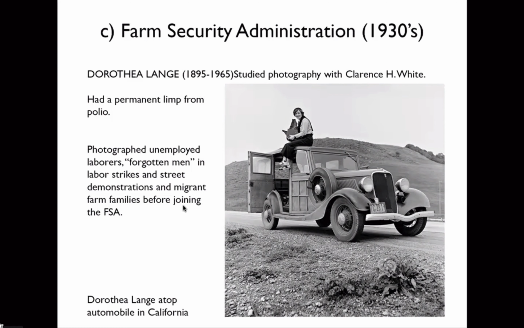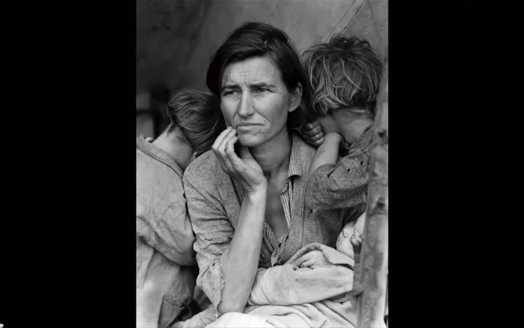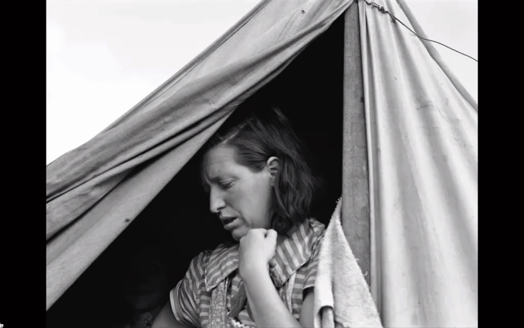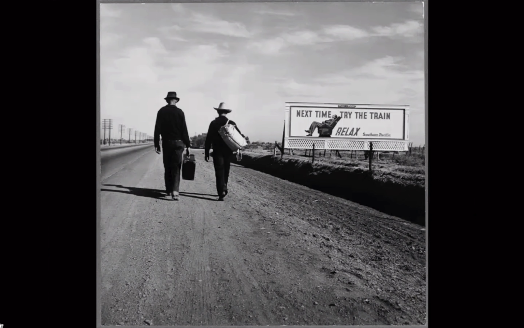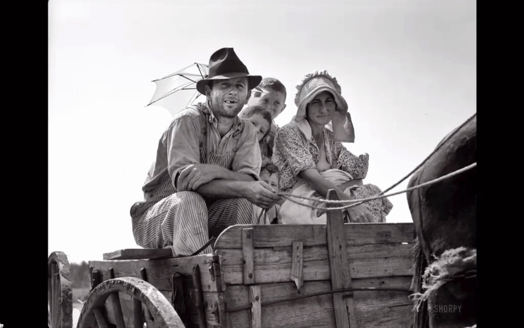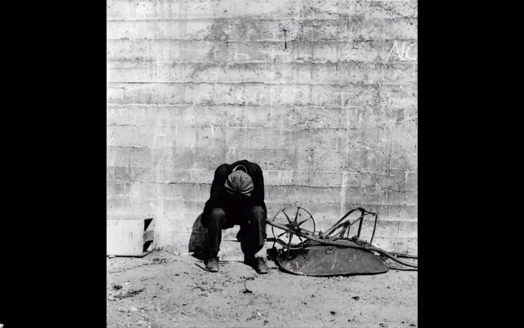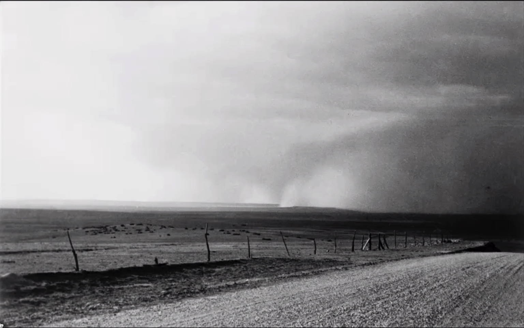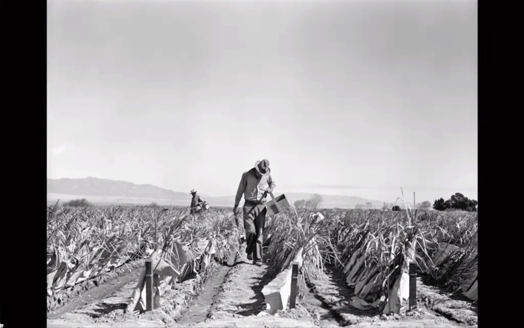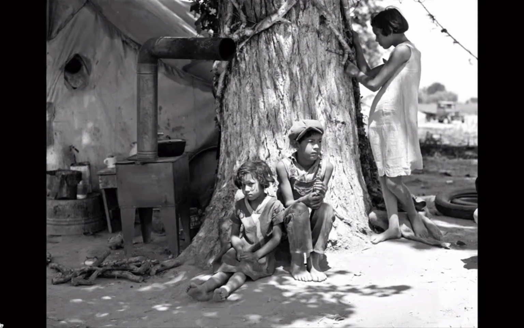She had a history of being a social documentarian because before joining the FSA, she photographed unemployed laborers, forgotten men in labor strikes, and street demonstrations. And these are some of the images that she had taken. And you can see the goal here was again to expose what was wrong with the world in the 1930s, the effect of the Great Depression and people being relocated from rural areas to urban areas.